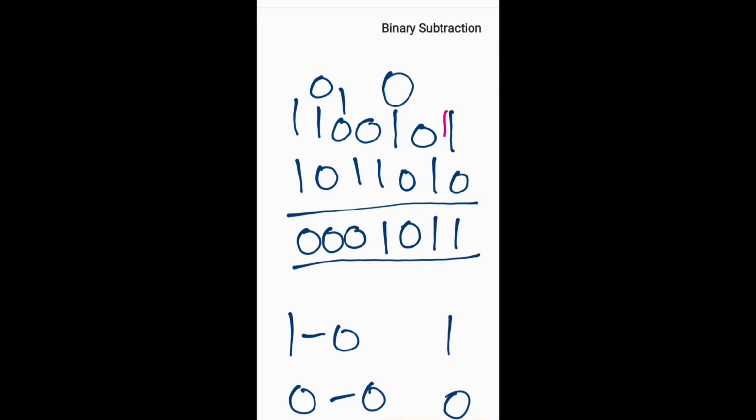The first one is 1 minus 0 is 1. So this is very simple, there is no question. As we can see in the rule also, 1 minus 0 is 1. Second, we have 0 minus 1. Now this is something difficult. 0 minus 1 is 1.